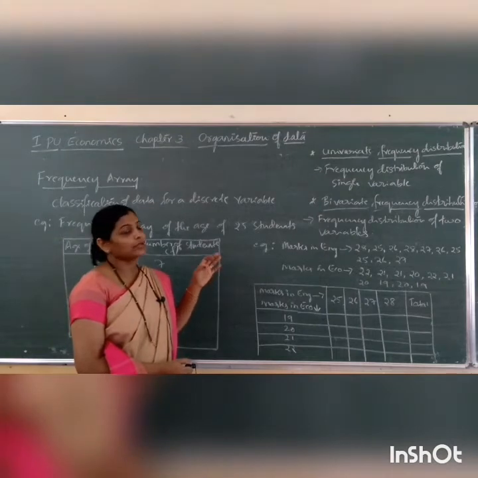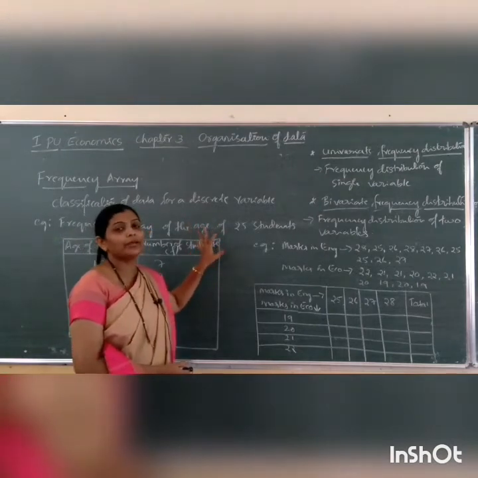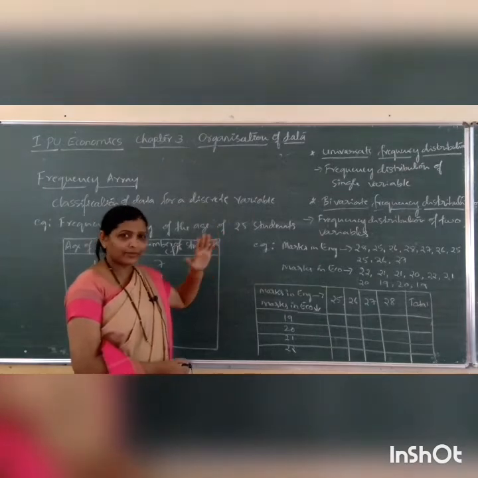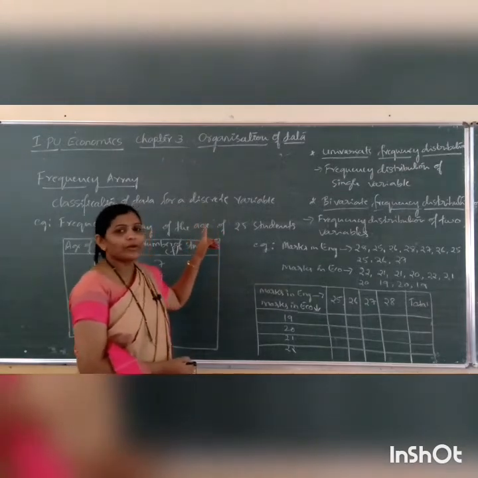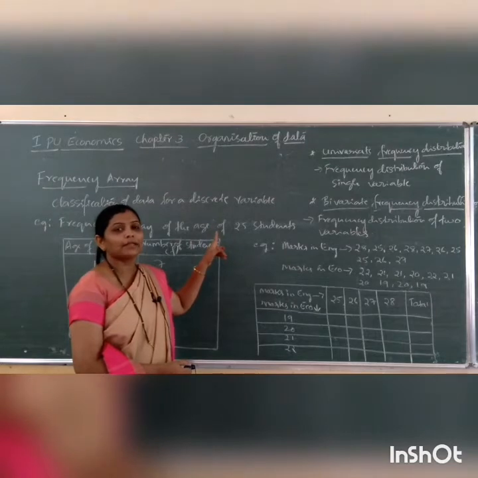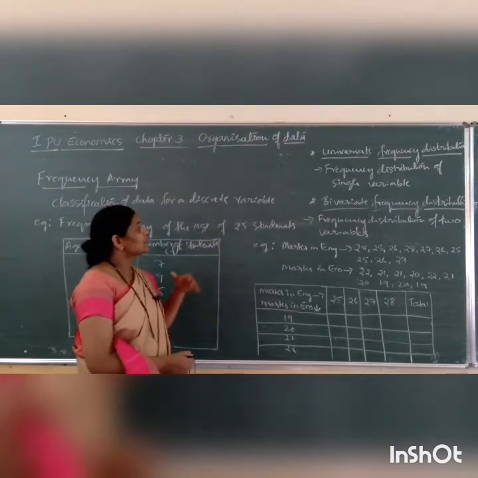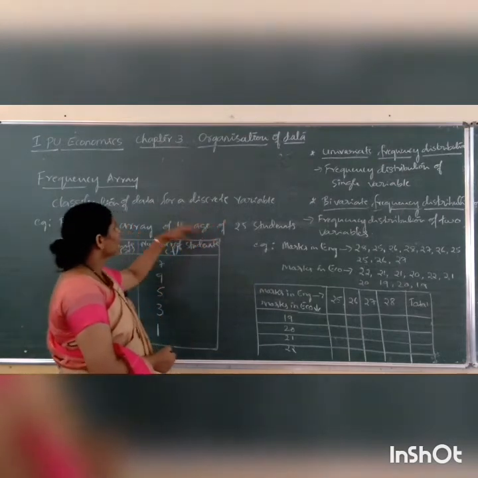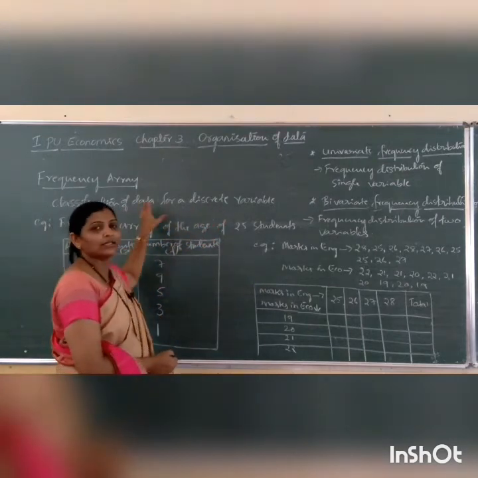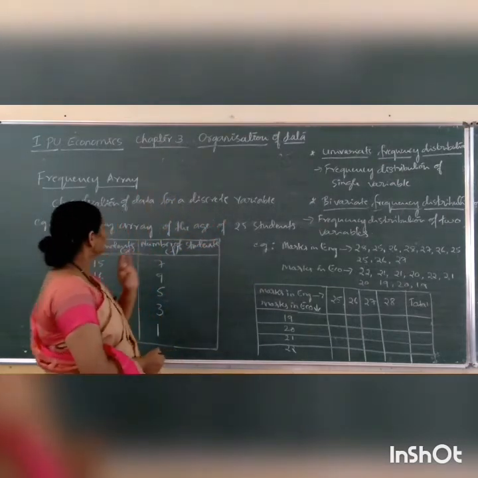Which are the examples I have given for discrete variable, and it has whole numbers, isn't it? Value jumps from one to another. So number of children in a family, then number of books in a library, number of students in a classroom, like that. Suppose we are going to classify such data, then that is called a frequency array.